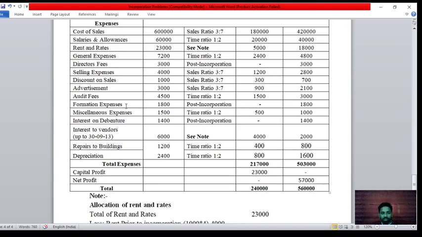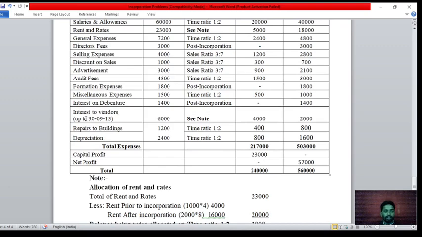Okay, the formation expenses, meaning the preliminary expenses, 1,800, are direct expenses, that means specific expenses. So these specific expenses we have to directly charge to the post-incorporation, 1,800. Miscellaneous expenses 1,200, it is the time ratio. Okay, 500 for the pre-incorporation and 1,000 for the post-incorporation. Interest on debenture 1,400, it is a specific expense directly affecting the post-incorporation.